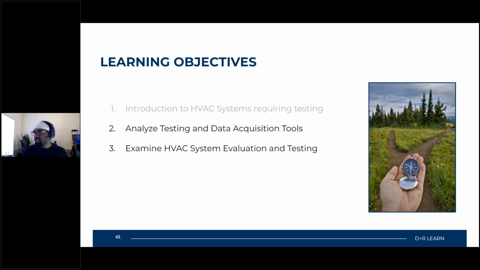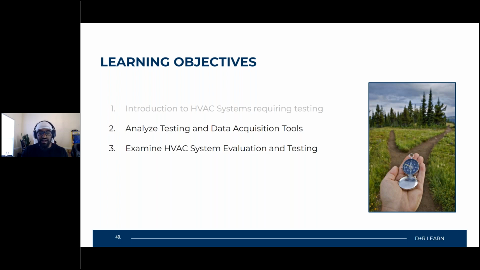So here we have some learning objectives like we just covered with the review on day one. We had an introduction to the HVAC systems, which require testing, meaning your mechanical and your electrical side of the house, and we discussed the different applications relevant to that plant's operation. Today, we're going to analyze testing and data acquisition tools. We'll be able to recognize the different data acquisition components, and we'll also be able to identify the different HVAC measurement testing instruments available in the field today.